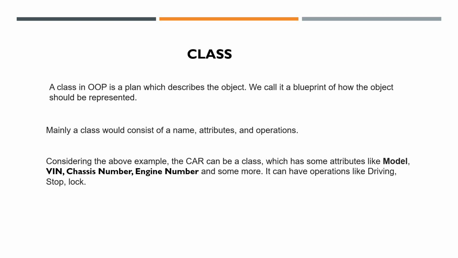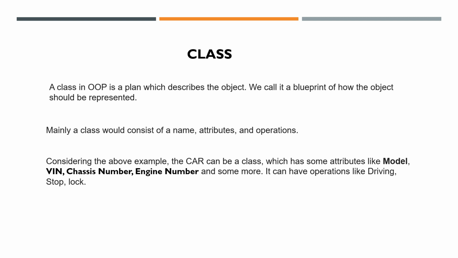So the attribute of the class, can I say model number? Means what is the model of that car? What is the chassis number? What is the engine number? What is VIN? And some more features, whatever attribute we can add in a car, we can have that, right? And what is the operation of a car? Operation of a car is, you can say, driving, it stops, we can lock the car.